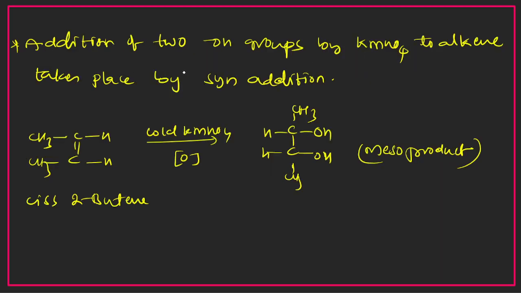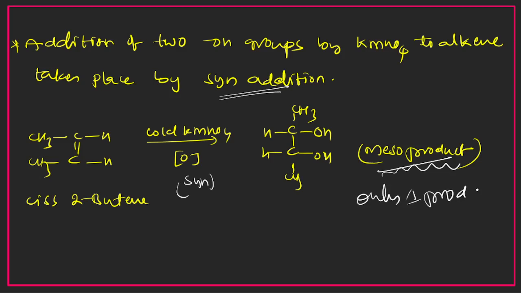Addition of two OH groups by KMnO4 to an alkene takes place by syn addition. Cis-2-butene with cold dilute KMnO4 solution undergoes syn addition to give a meso product. It gives only one product. Cis alkene with syn addition gives a meso compound.